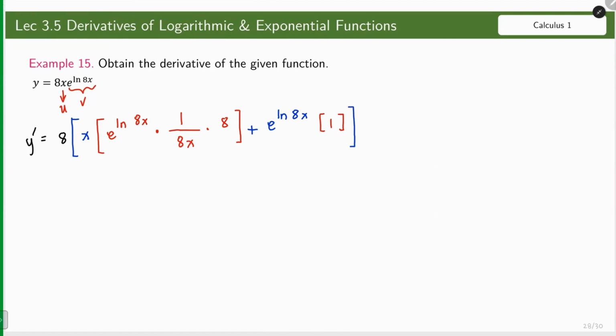Next, this will cancel out. And also, we have here 8. And also the x will also cancel out this. So we have here e raised to ln of 8x plus e raised to ln of 8x. And then this is equal to 16 e raised to ln of 8x.